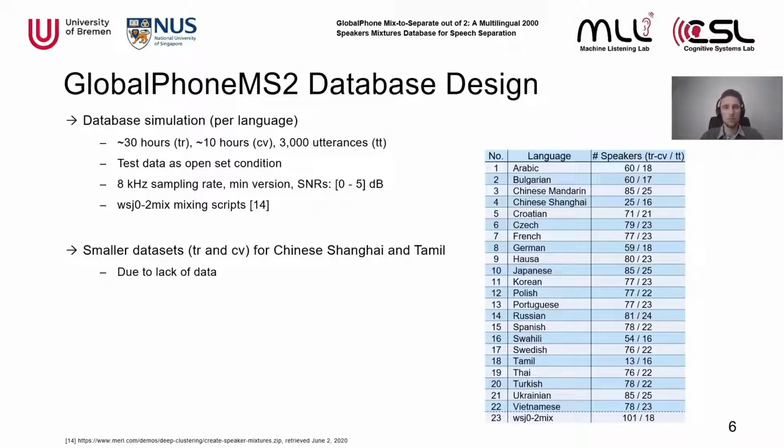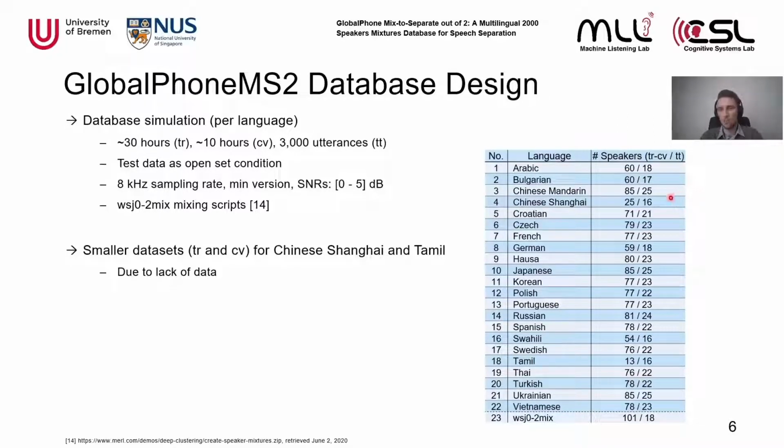We sampled the GlobalPhone MS2 database with 8 kHz, and we simulated the database in the min version. Min version means the longer utterance was truncated to the length of the shorter one if two utterances are mixed. And we sampled the SNRs from a uniform distribution in an interval between 0 and 5 dB. To do the actual mixing, we applied the mixing scripts which were introduced with the Wall Street Journal 0-to-Mix database. On the right-hand side, you can see a table which shows the number of speakers for each individual language, given in the number of speakers for the training and validation sets and for the test sets.